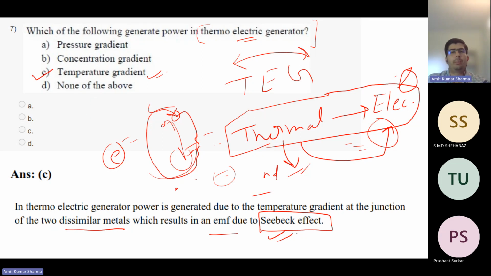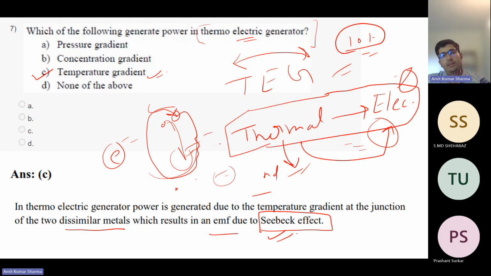You have to remember that the efficiency of thermoelectric is very low. It's around only 10% to 15%. That's why we cannot use thermoelectric generators for large applications, but still, if there is some waste heat available at those locations, we can use it.